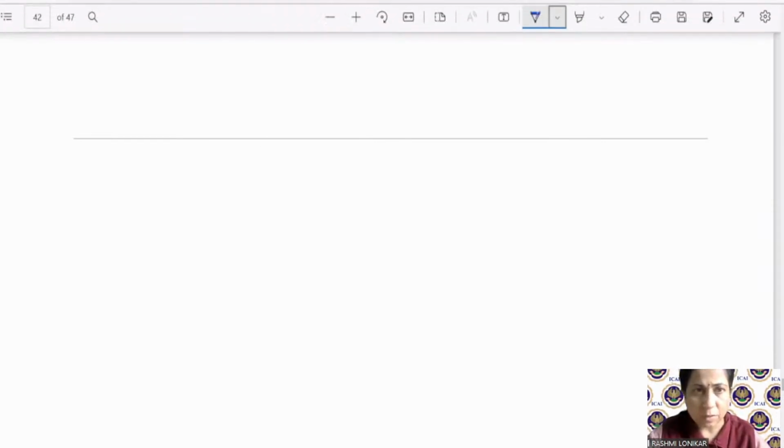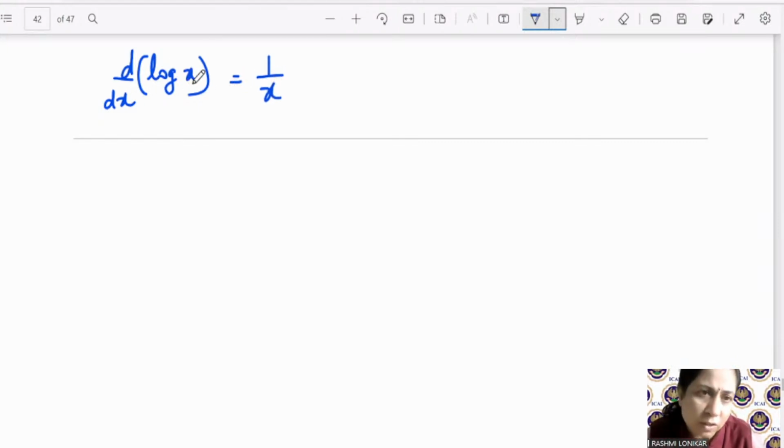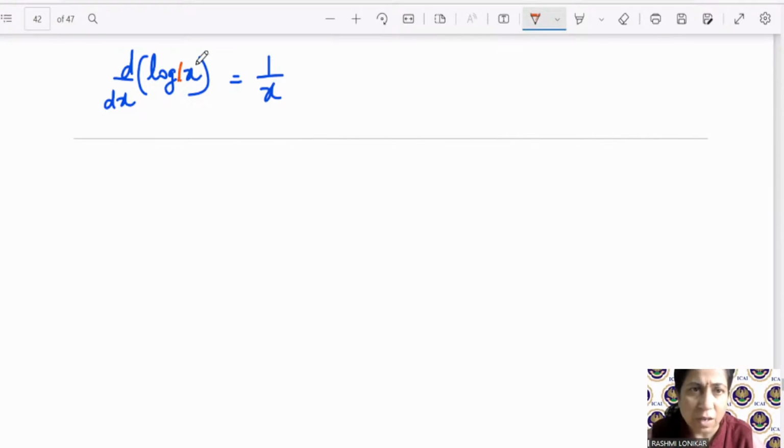Shreya, the formula is there. Okay. What does the formula say? d by dx of log x is 1 upon x. Now, what is the coefficient of x here? The coefficient of x here is 1. Okay. And what is the power? It is raised to 1. Okay. So, that it is 1 upon x.